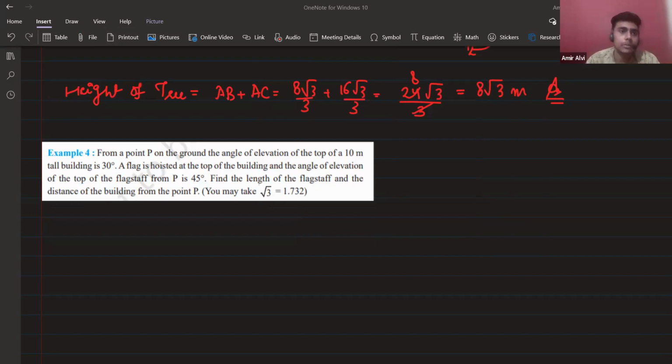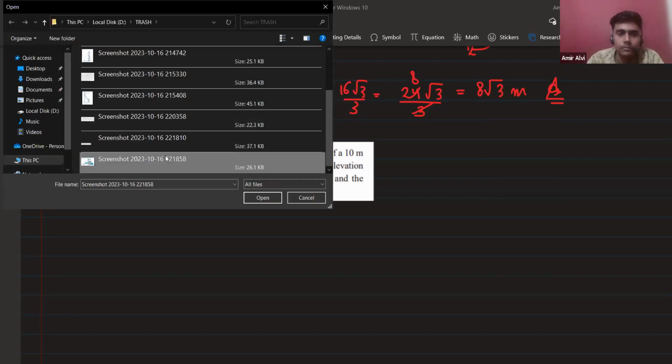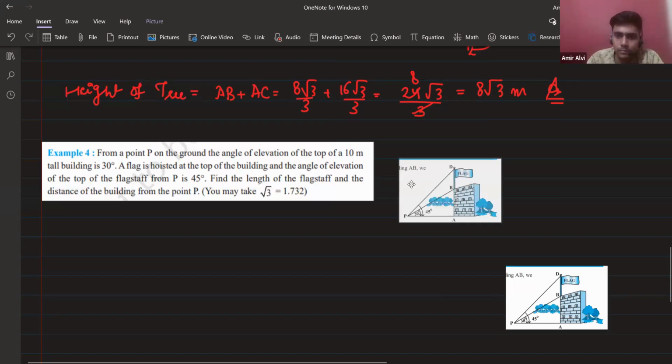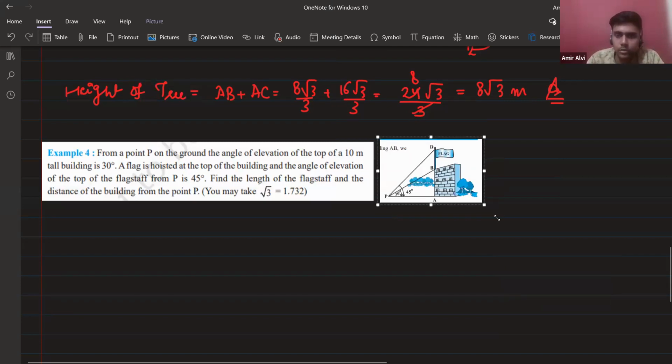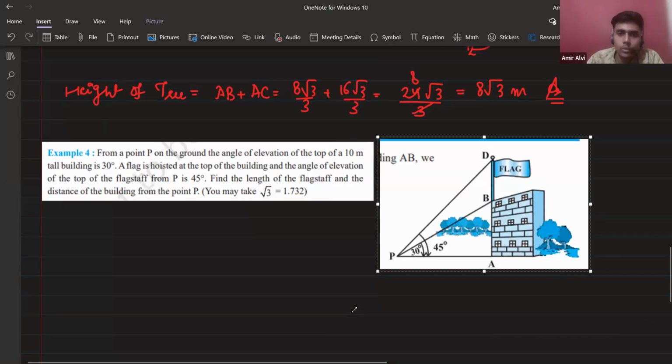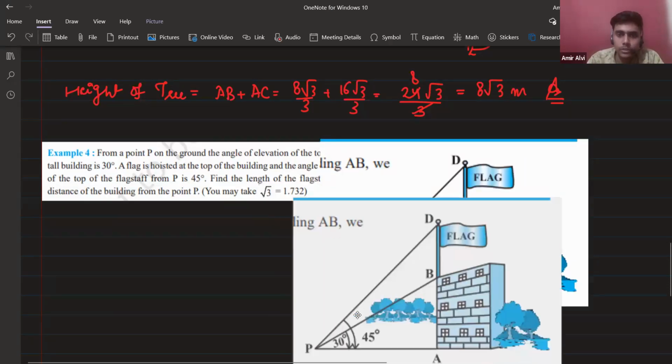The figure is given like this. Just a second, I'm just adding the figure as well. So this is the figure. So let's solve this together because it's a kind of different question.